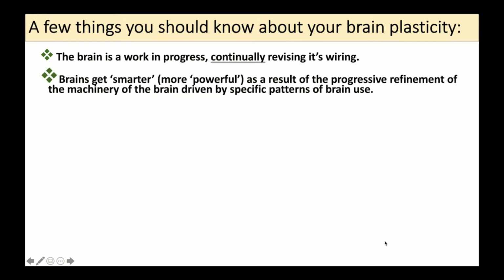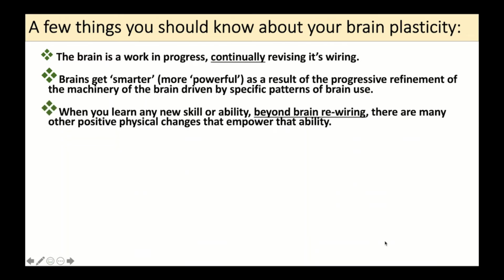Second of all, brains actually get more powerful, get stronger as a result of the refinement of the machinery that's driven by specific patterns of brain use. It's a little bit like coming into the world with a computer that's very primitive, maybe 20, 30-year-old computer. And now, by use, you've made that computer more and more powerful, more and more effective. And you've actually grown that ability by engaging your brain in use in ways that's advanced it. When you learn any new skill or ability, you actually specialize the brain, and that specialization accounts for that acquisition and that improvement. And beyond brain wiring, there are many other positive physical changes that empower that ability.